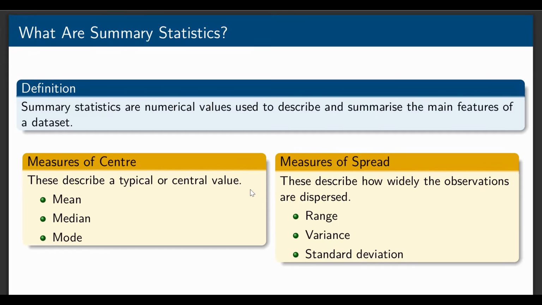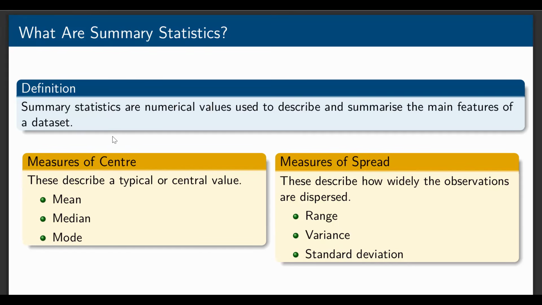What are summary statistics? These are numerical values that are used to describe and summarize the main features or the main characteristics of any data set. Previously we looked at representing data sets with tables and graphs, like the histogram, the frequency table, and other kinds of graphs. Now, summary statistics allows you to still represent data in a certain form. However, with this, you are describing and summarizing the main features of your data set.